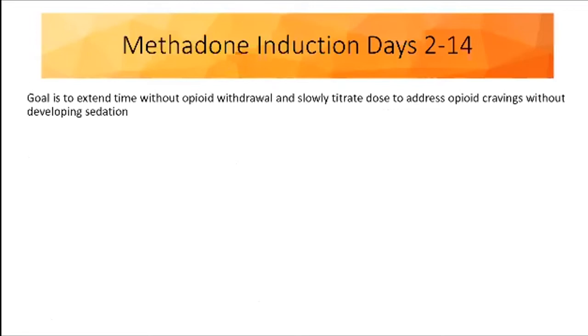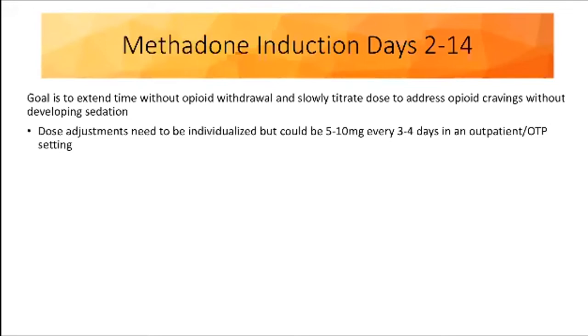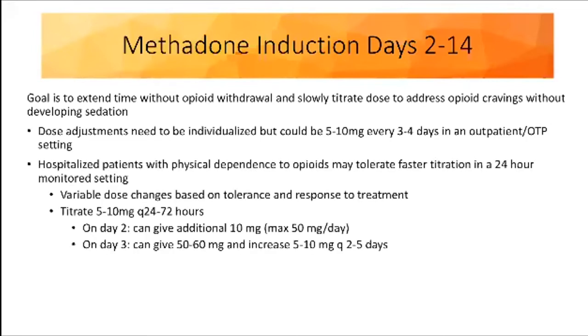Okay, so we've induced the patient on methadone on the first day. The goal is to extend time without opioid withdrawal and then slowly titrate to address cravings without development of sedation. So we want our patients to be maximally functional, but also eliminating the cravings to use opioids. Dose adjustments are individualized, again, about 5 to 10 milligrams every 3 to 4 days in OTP settings. Hospitalized patients with physical dependence may tolerate a faster titration, so you can go up 5 to 10 every 1 to 3 days.